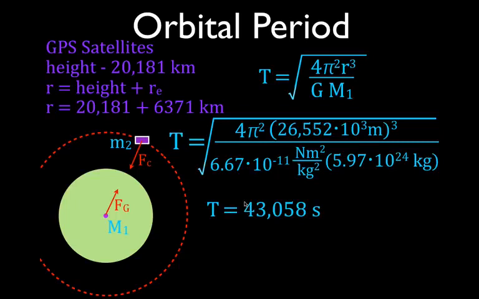43,058 seconds. A little more convenient might be 717.6 minutes or 12 hours. So any object at this height, regardless of its mass, will have an orbital period of 12 hours. Okay, that's the orbital period.